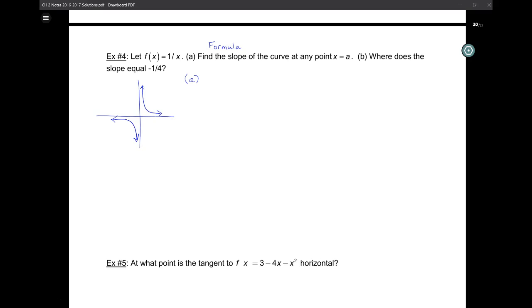What does this slope of -1/4 look like? Maybe like here, or over here maybe somewhere. Do these also have negative slopes? Yeah. So there might be more than one place. Do we have to solve the problem? Yes. If it says where and there are 2 places, we have to write both.